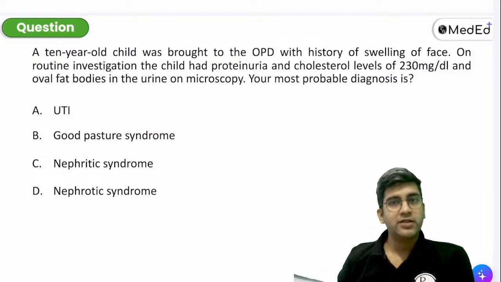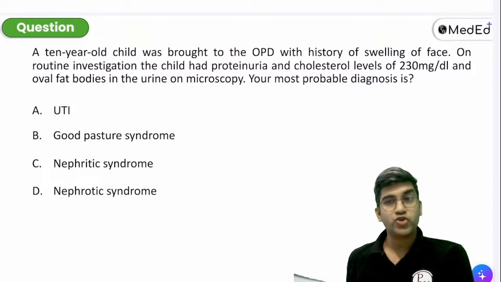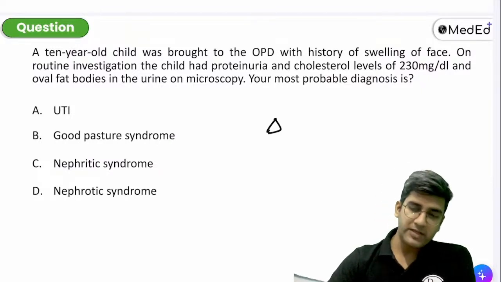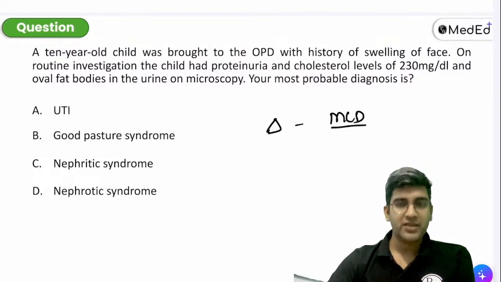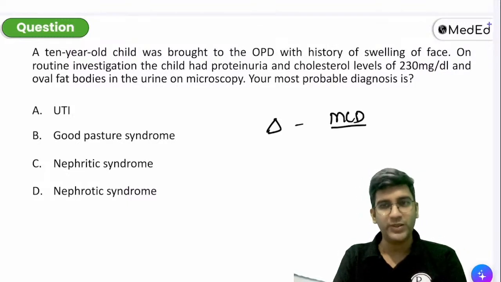A 10-year-old child brought to the OPD with swelling of face, had proteinuria, cholesterol levels are very high, oval fat bodies are seen in microscopy. The answer is a classical one, right? What's the diagnosis here? If you have to ask what is the diagnosis, what will be a probable diagnosis? Child with nephrotic syndrome, I'm going to think of minimal change disease, right? Minimal change disease is the diagnosis for a child with nephrotic syndrome.